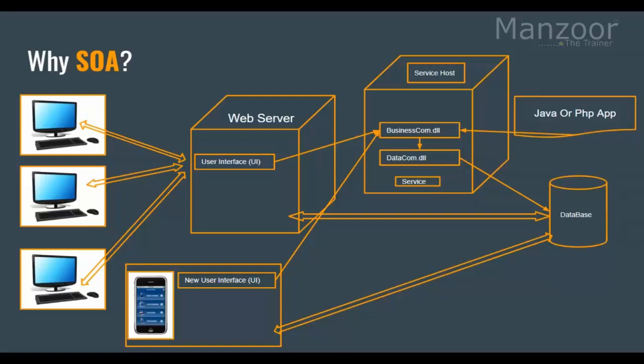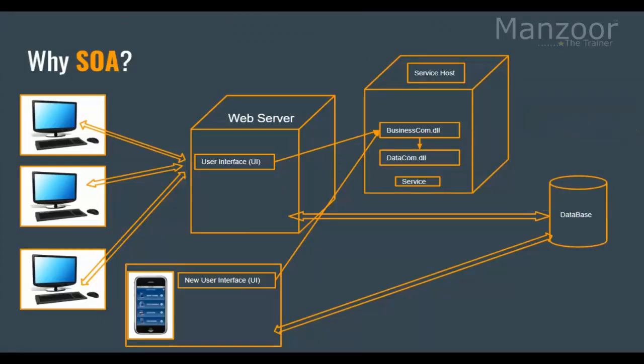Your UI need not be .NET, your UI need not be Angular, your UI need not be a mobile app, or some specific technology. No, it becomes technology independent. So you have developed your service in .NET, a Java application can use it. Or a service is developed in Java, a .NET application can use it. This architecture is called service-oriented architecture because I have created a service and I have hosted it on the service host. Is this clear? Anybody, any doubt?